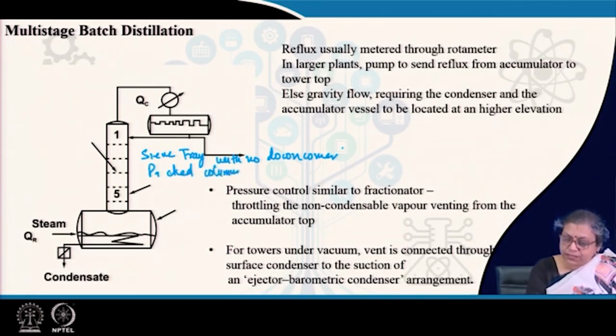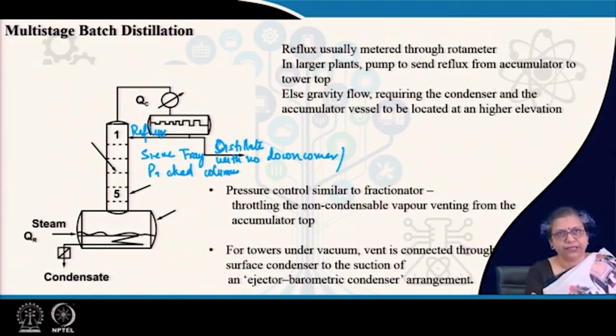So the vapor which is generated rises up, reaches the condenser, and comes to the accumulator. From the accumulator, just like a fractionator, we withdraw some amount and introduce it as the reflux, and the rest is withdrawn as distillate. This reflux comes in contact with the rising vapor and enriches the vapor further, and so this system is similar to the fractionator with only the rectification section.